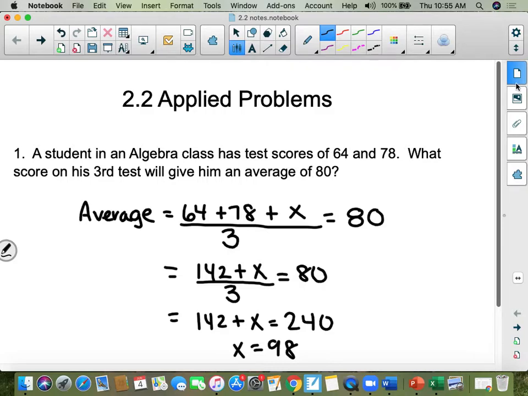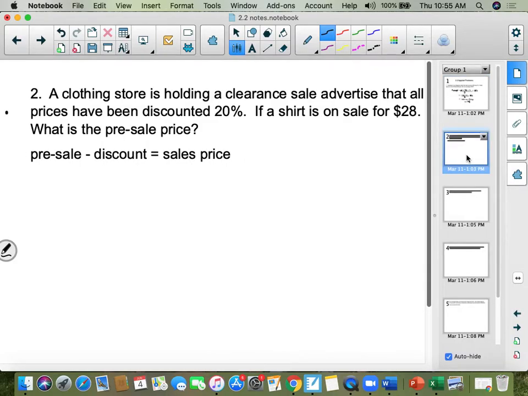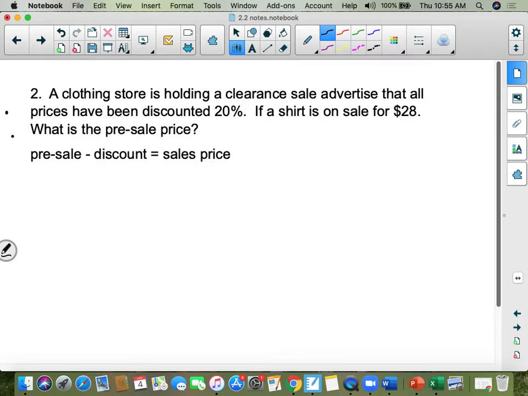Okay, the next one. A clothing store is holding a clearance sale. Advertised that all prices have been discounted 20%. If a shirt is on sale for 28, what's the pre-sale price? So I do it kind of the opposite way. The shirt is on sale, so your final answer is 28. This is your pre-sale amount. I'm hoping your pre-sale amount is going to be more than your sale price, correct?